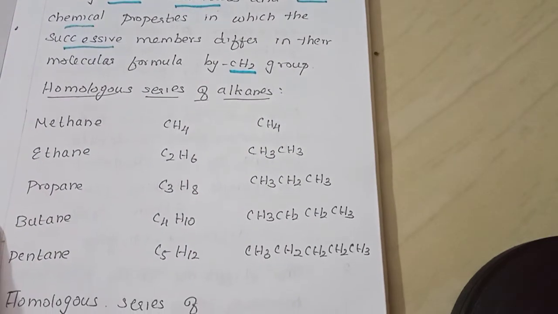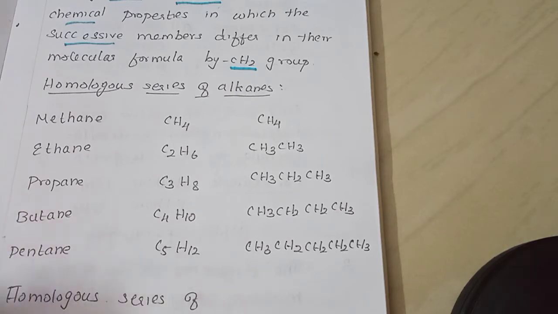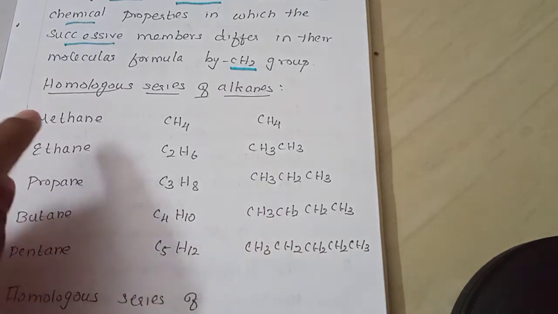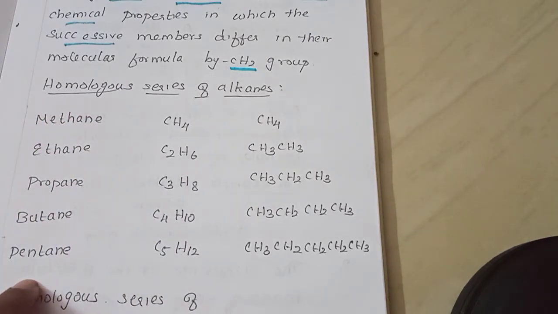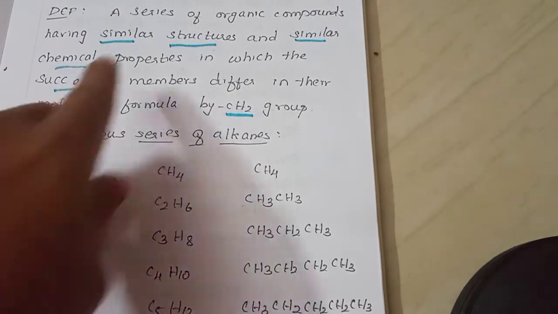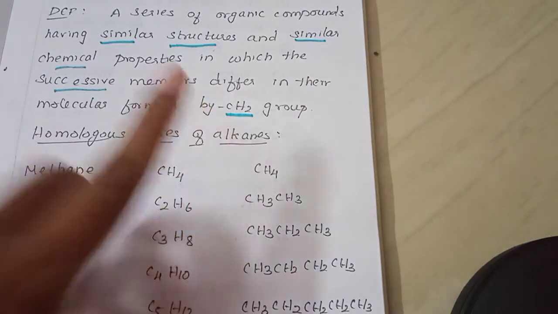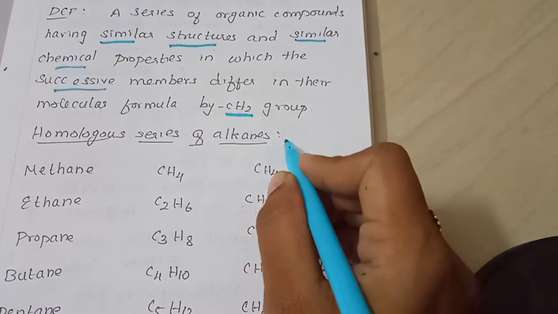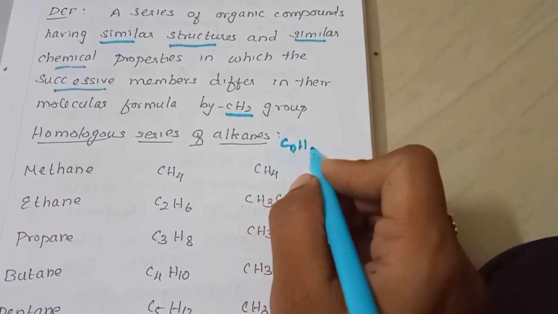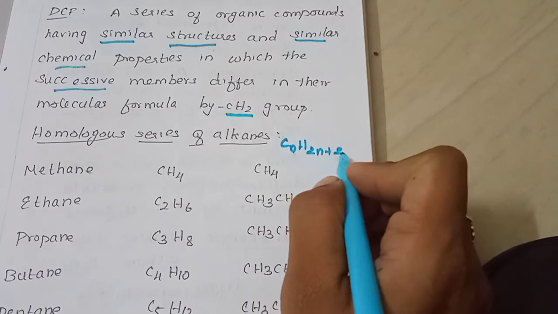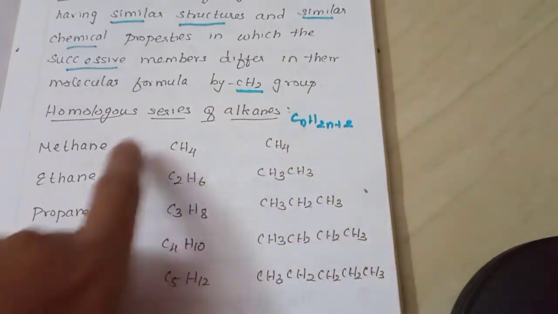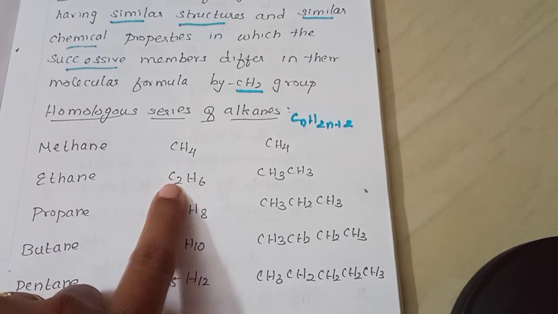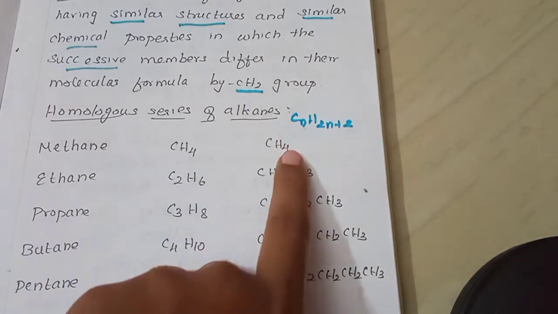So what is the homologous series of alkanes? As we said, all the members belonging to the alkane family have similar structure and similar chemical properties. The structure means the general formula is the same. Alkanes have the formula CnH2n plus 2. So if you take these two, methane is CH4, ethane is C2H6. This can be written like this also.